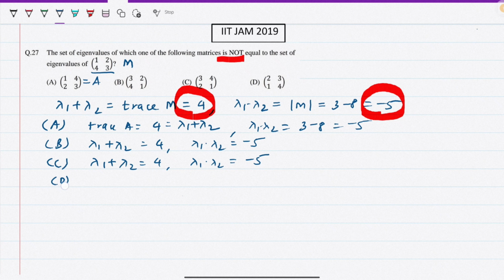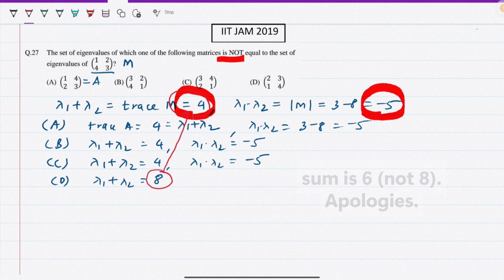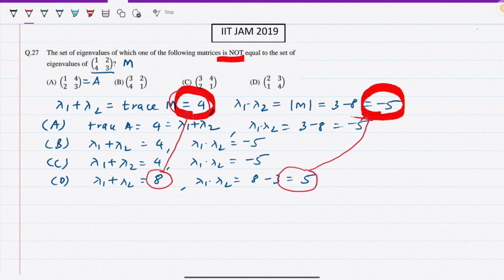And lastly, in option D, the sum of the eigenvalues we get is 8, and that doesn't match the trace of M. Also, if you look at the product, lambda 1 times lambda 2, that's going to be 8 minus 3, which is 5, which is again not in alignment with the product of eigenvalues of the given matrix M. Thus, option D has a set of eigenvalues which are different from the given matrix M, and option D is going to be the correct answer.